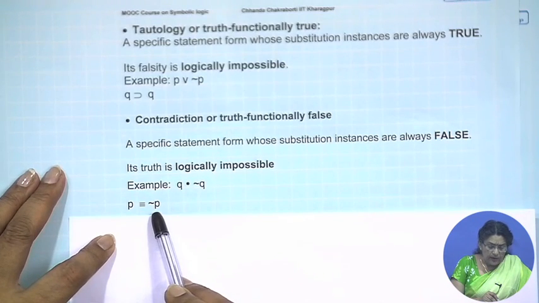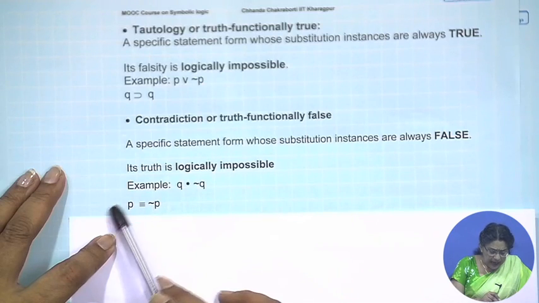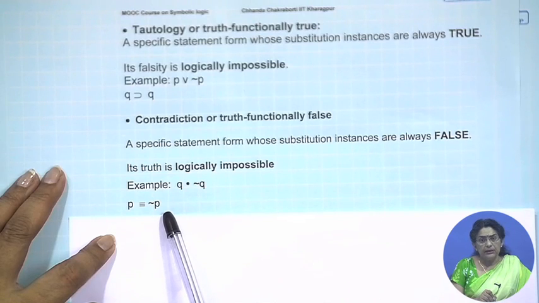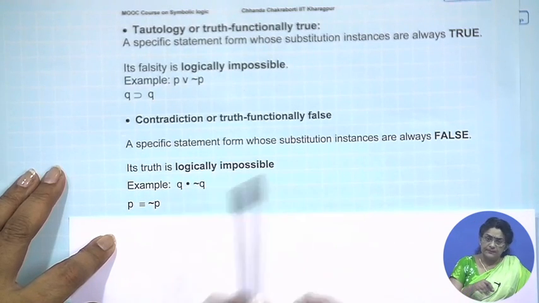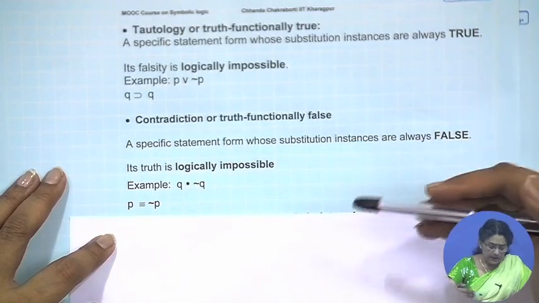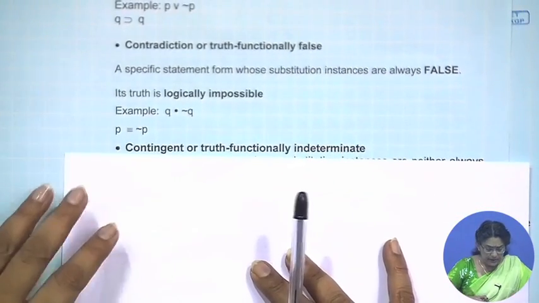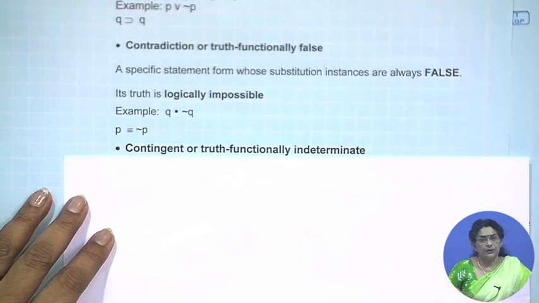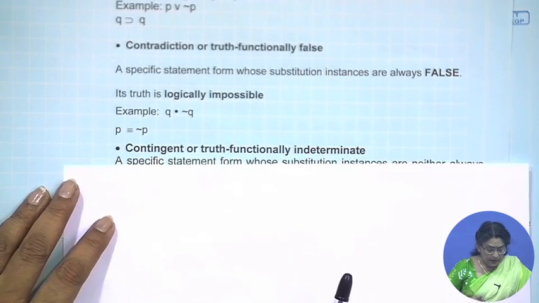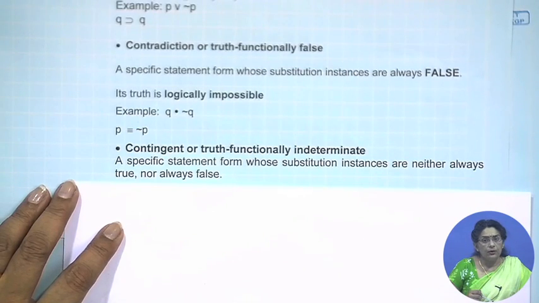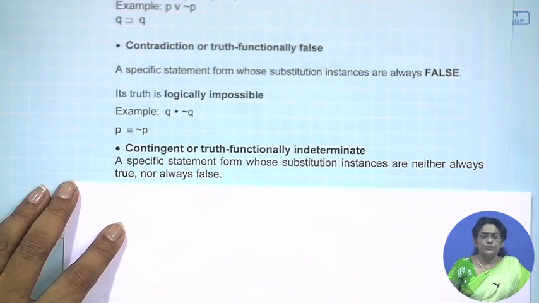Say P triple bar tilde P. That statement form again is a contradiction because it is going to yield only false substitution instances. So, here is tautology, here is contradiction, this is always true, this is always false, and then there is a third category that we call contingent, or truth functionally indeterminate ones. What is the situation here? It is a specific statement form whose substitution instances are neither always true nor always false. So, they yield substitution instances which are sometimes true and sometimes false.